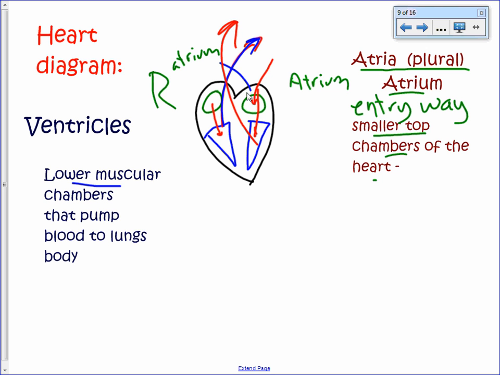I know it's gotten very messy, hasn't it? Right side of the heart, left side of the heart. But ventricles, lower muscular chambers. So this is the right ventricle, left ventricle.